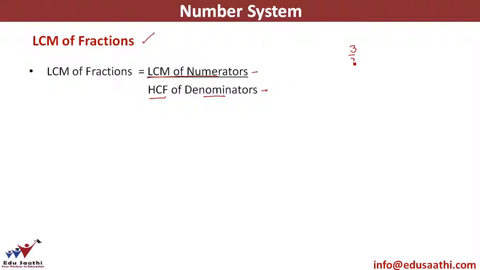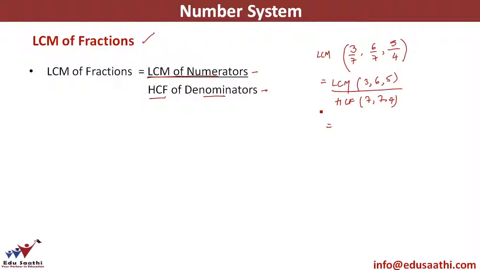So for example, let's look at 3 by 7, 6 by 7 and 5 by 4. If I have to find their LCM, LCM would be given by LCM of numerators. What are the numerators? 3, 6 and 5. And HCF of denominators. What are the denominators that you have? 7, 7 and 4. So if you look at the LCM, 3 and 6, the LCM is 6, 6 and 5, nothing in common. So the LCM would be 30. 7, 7 and 4, nothing common. So the LCM of these fractions comes out to be 30. It is LCM of numerators divided by HCF of denominators.